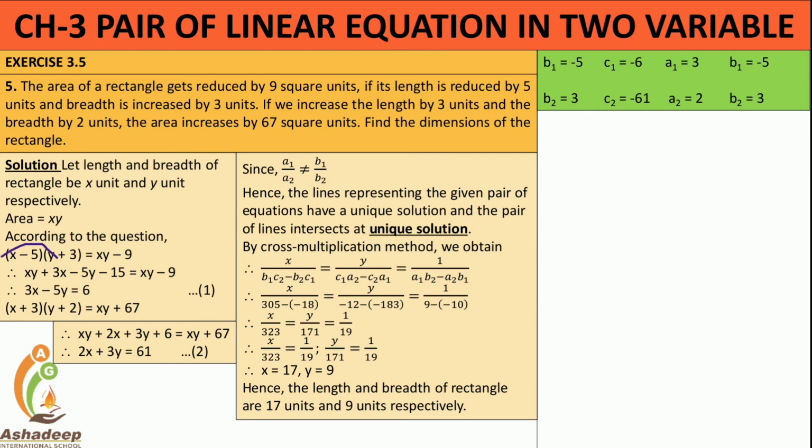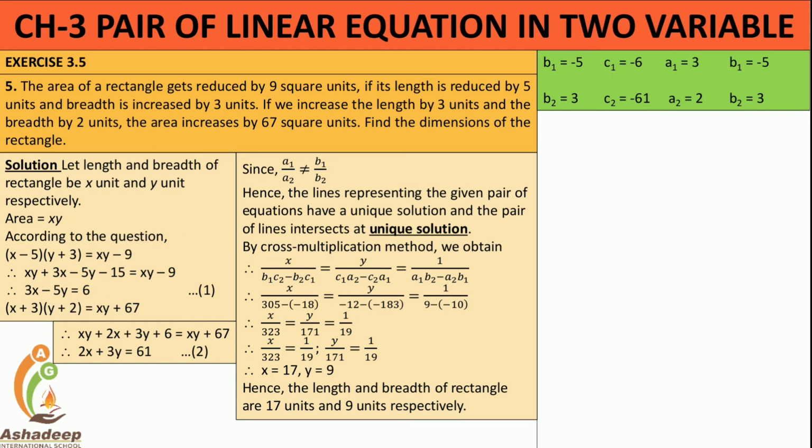Now x into y, xy, x into 3, 3x, 5 into y, minus 5y, and 5 into 3, minus 15. Now xy cancels. Now 3x minus 5y, minus 15 goes to the other side, it becomes plus. So 15 minus 9 becomes 6.